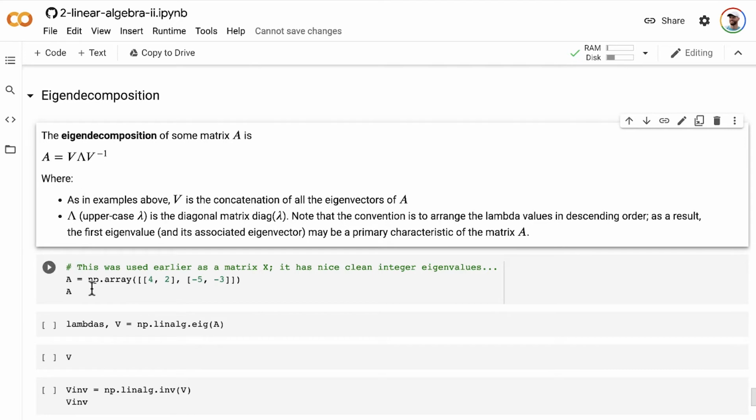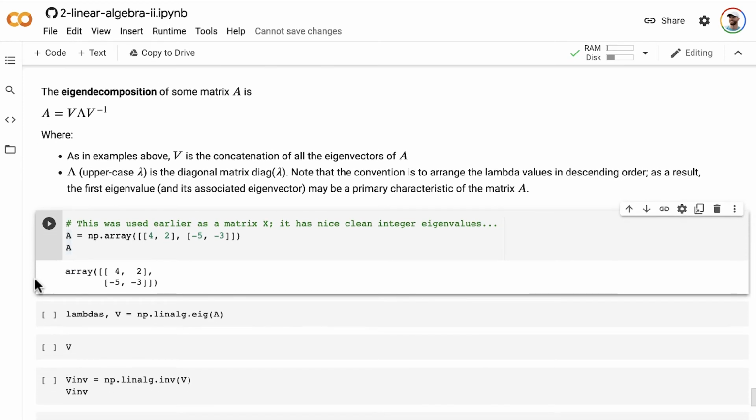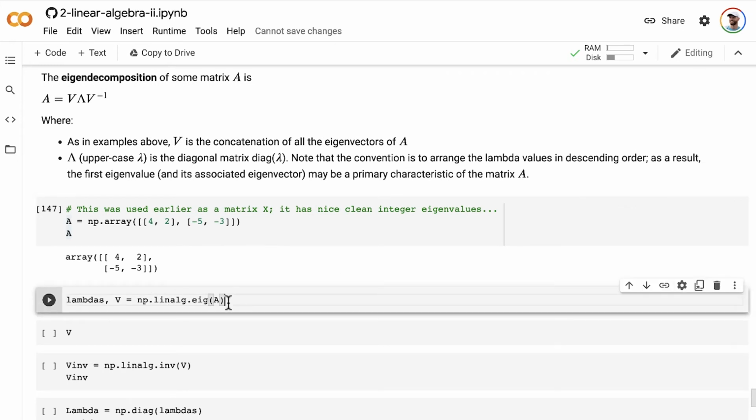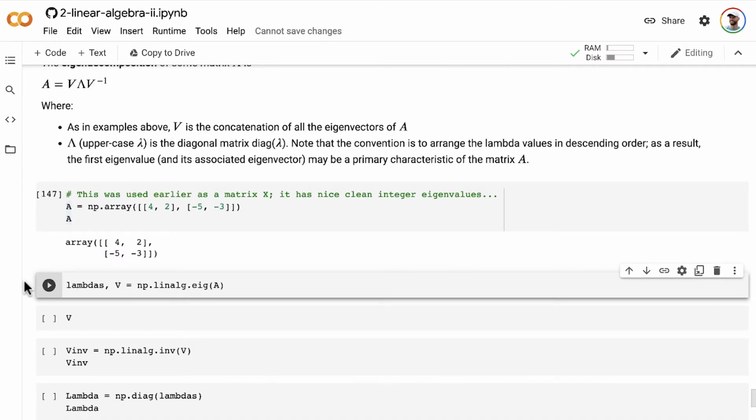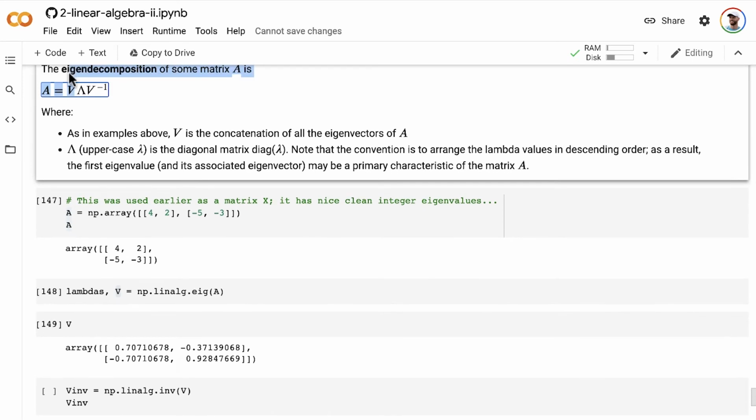Let's use this matrix here. This was used earlier as a matrix X, but now we're going to use it as A. And it has nice, clean integer eigenvalues, which is why I'm picking it. So we can use the NumPy eig method here, as we've done a number of times already in this notebook, to identify the eigenvalues and eigenvectors for A. The eigenvectors are right here. We have two eigenvectors, first eigenvector, second eigenvector. And that gives us our first variable here.